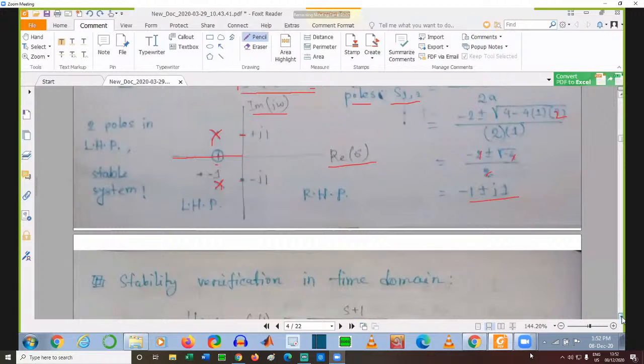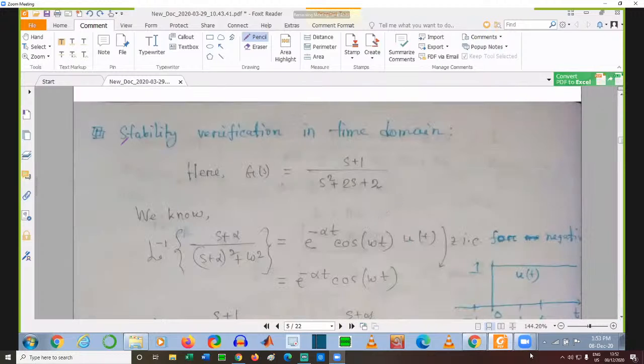Let's verify it from our time domain representation. So, stability verification in the time domain. To do the time domain verification, you have to convert your frequency domain transfer function, which is given here, to the time domain, to get the curve of this transfer function in the time domain. So what you have to do is take the inverse Laplace.